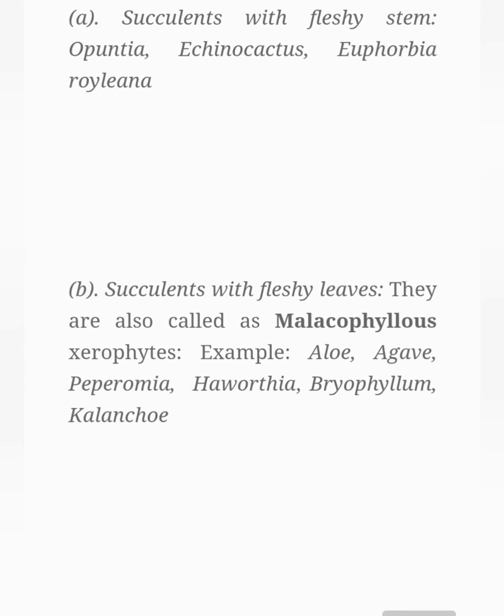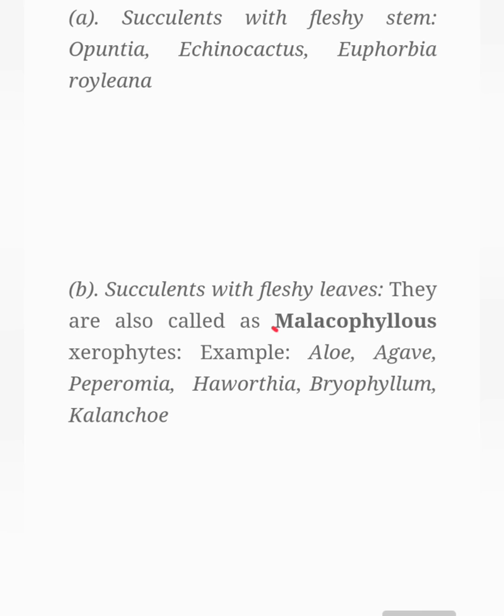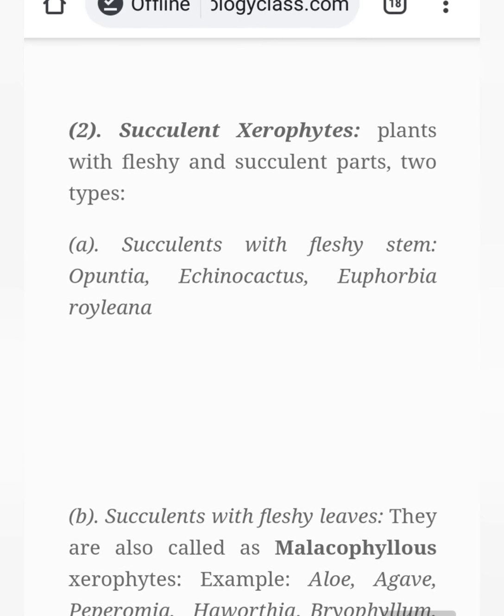Then we have the second type, the succulent plants with fleshy leaves. These plants with fleshy leaves are also referred to as malacophyllous xerophytes, and the examples are aloe vera, agave, peperomia, haworthia, bryophyllum, and kalanchoe. So these are the succulent xerophytes with fleshy leaves. We have those with fleshy stems and those with fleshy leaves, which fall under the succulent xerophytes.